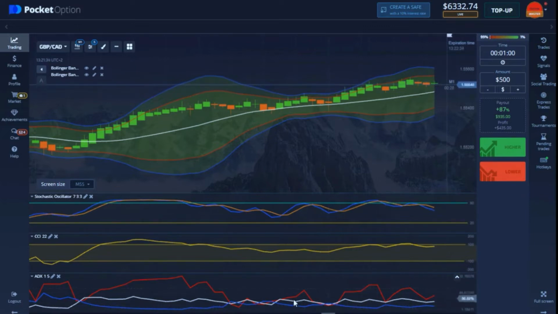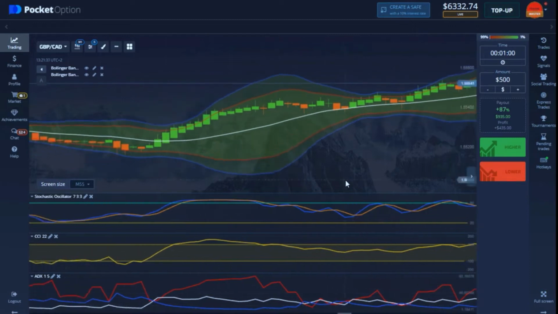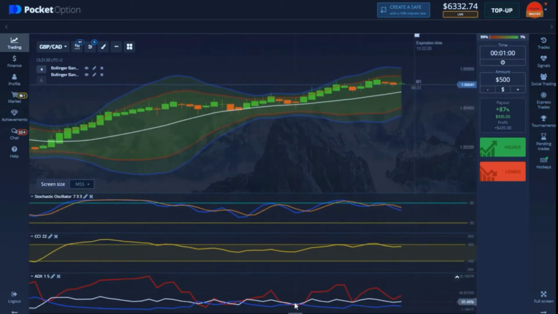This is the only thing that can give you a little bit of confusion on this strategy. Don't take a trade when all the lines are separate from each other. We only take the trade when the lines intersect each other. I hope that is clear. So that's pretty much it.